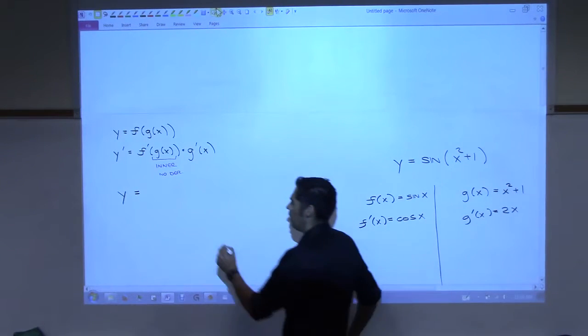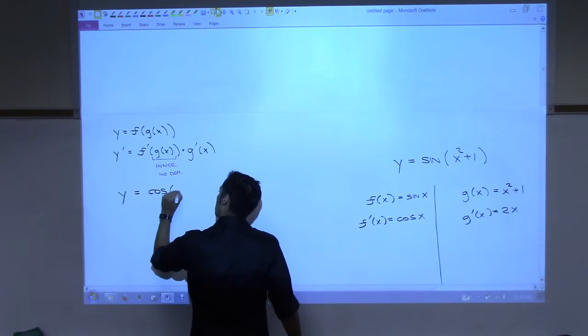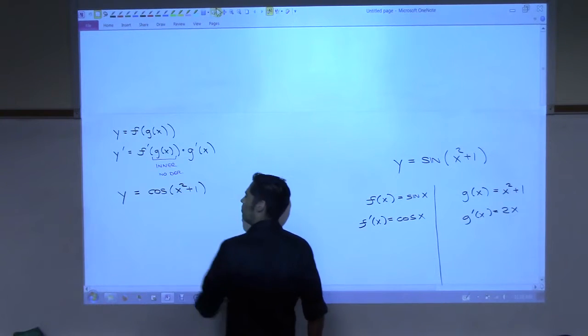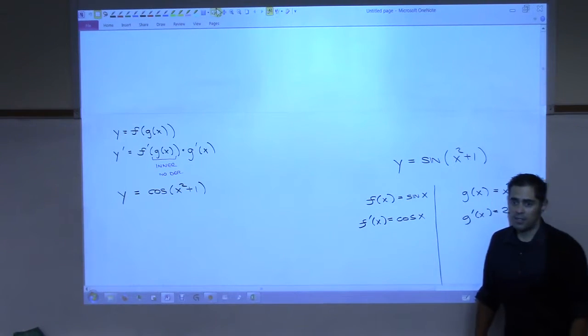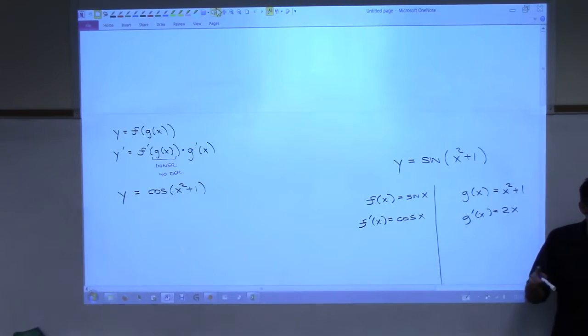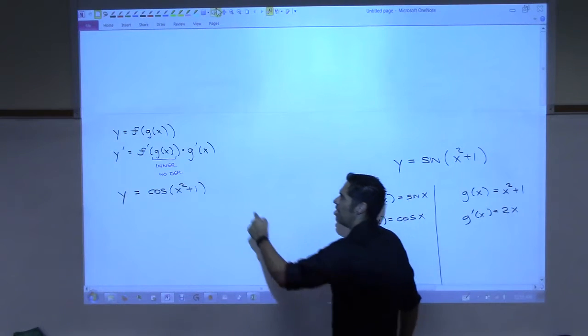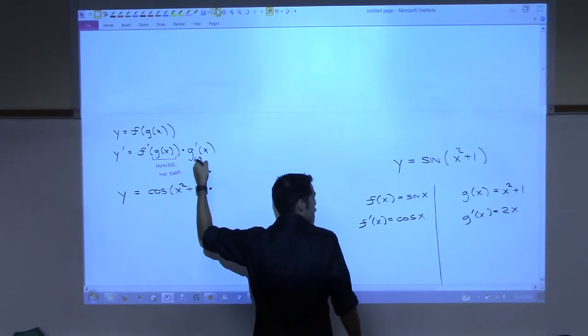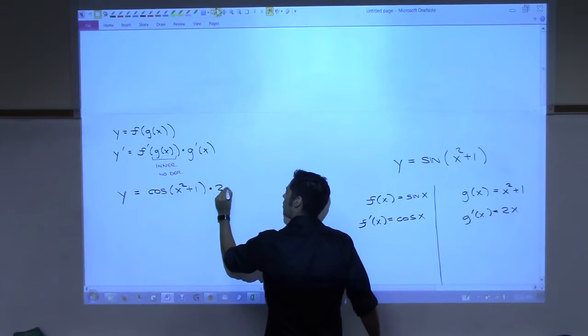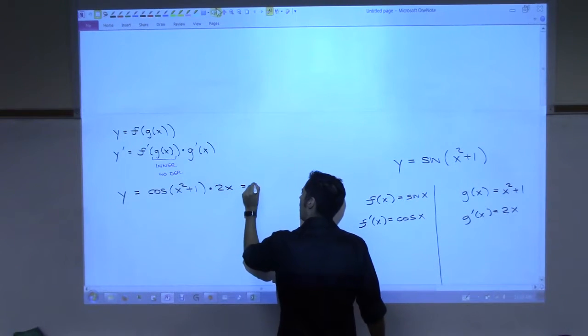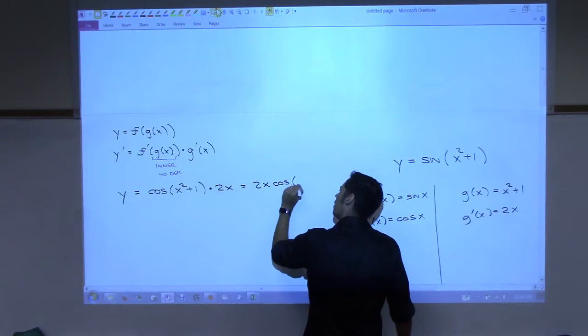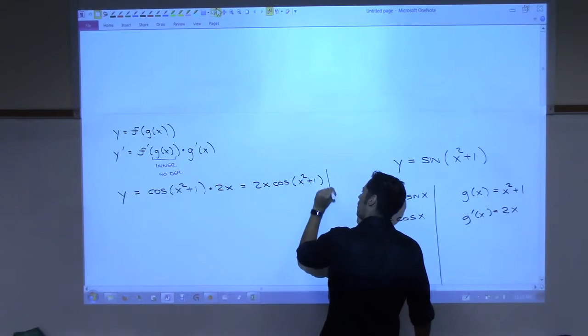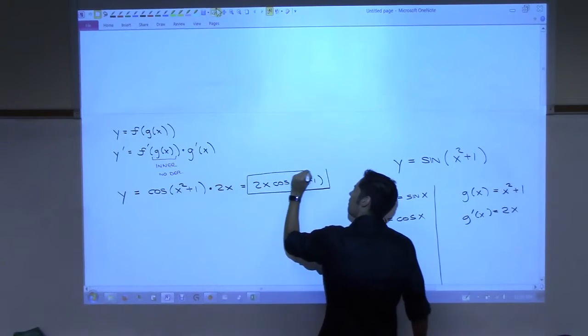So it should be cosine of x squared plus 1. With me? That's the derivative of the outside function, sine, with the inside function plugged into it. Then chain rule says times the derivative of g. Just the derivative, that's it. What is it? 2x. And then I'll rewrite it as 2x cosine x squared plus 1. And that's it.